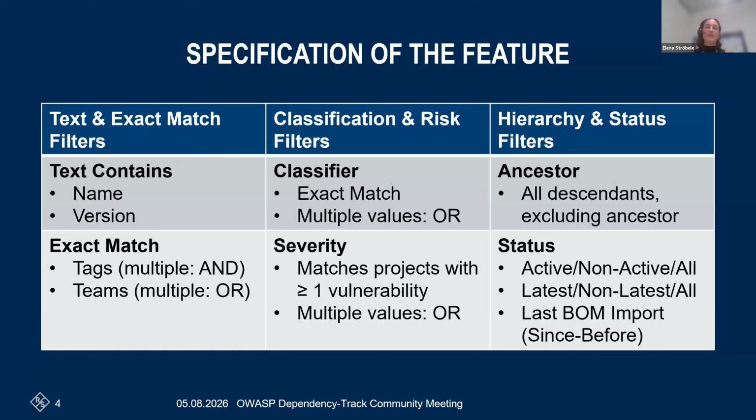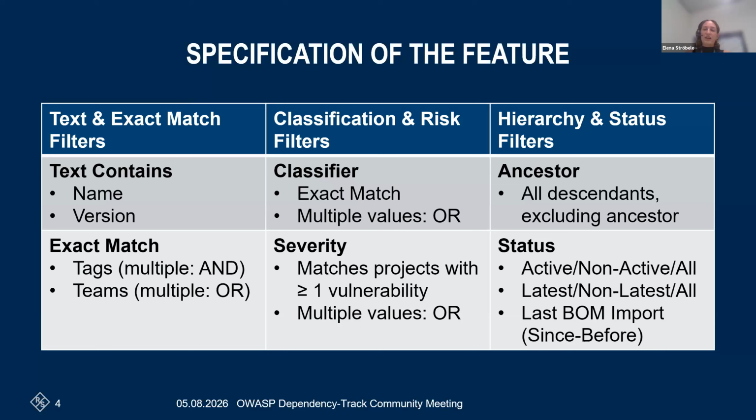The second class are classification and risk filters. You can filter as before for classifier. The new thing is only that you can again choose multiple values here. The results have to match at least one of them. One new thing here is severity matching. You can search for projects with a vulnerability with a specific severity. So you can, for example, choose critical or medium, and then the results would be all projects with at least one critical or medium vulnerability.